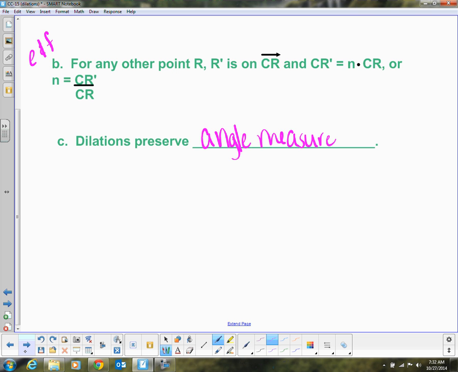Do you have your foldable? Take a peek. Translation does preserve it. We want to know what does not preserve it. Reflections do not preserve orientation. One more.